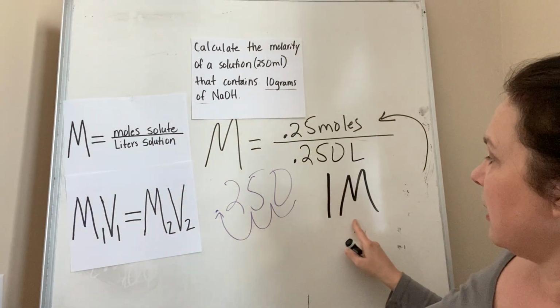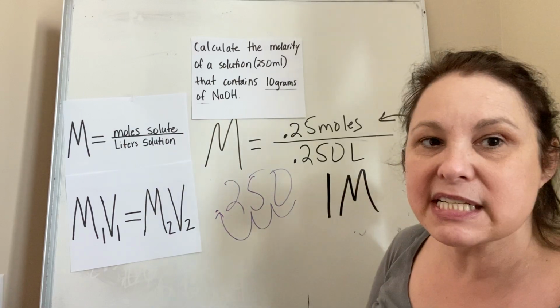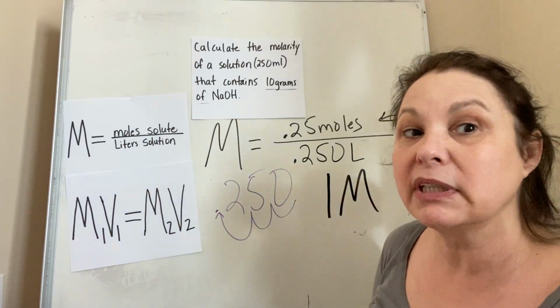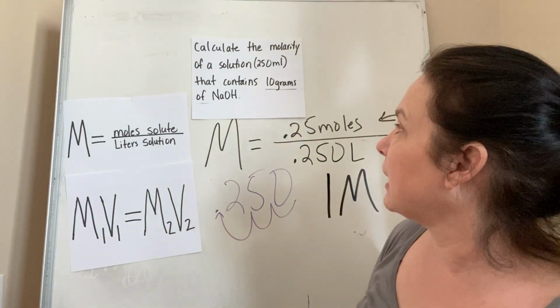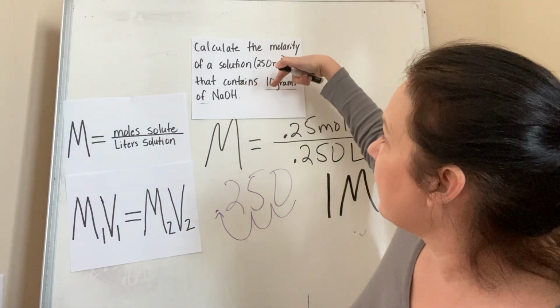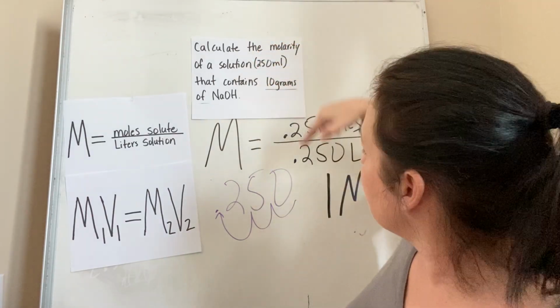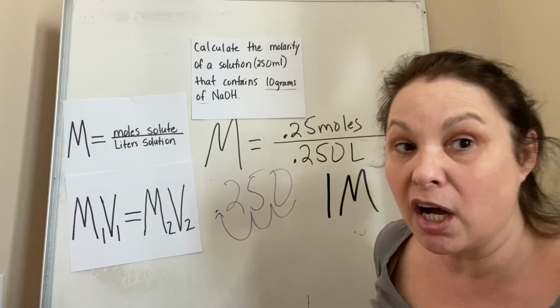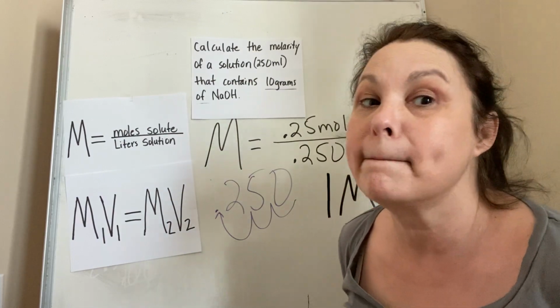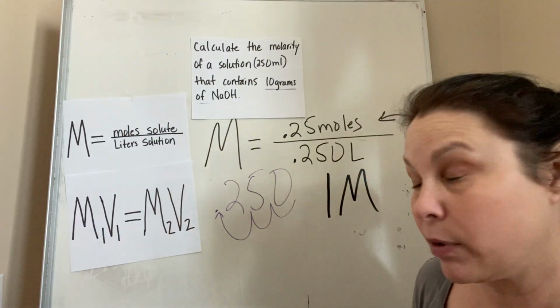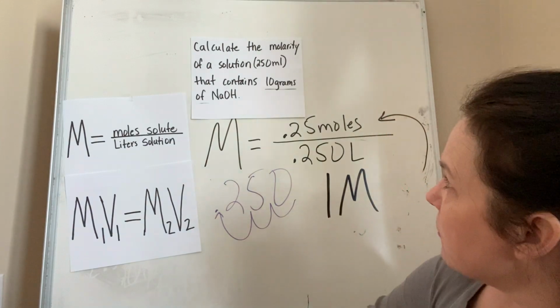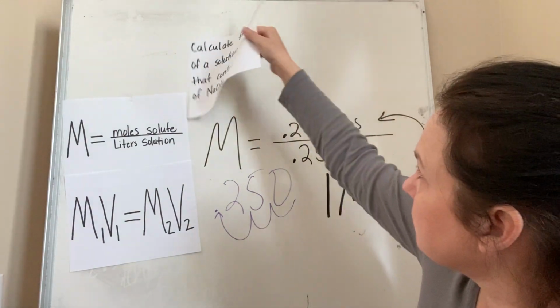And again, molarity is the capital M. So this solution that contains this much NaOH would have a molarity, a concentration of 1 molar, okay, 1 capital M. All right, so that is that problem.